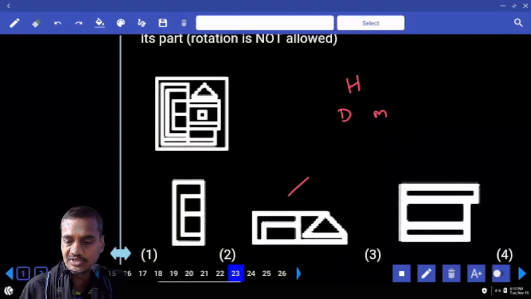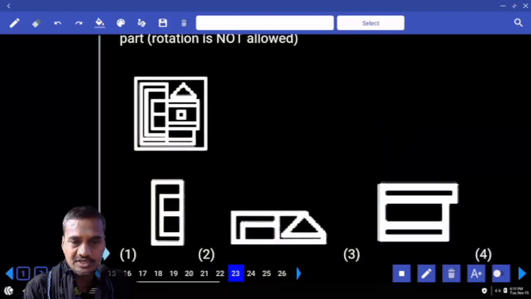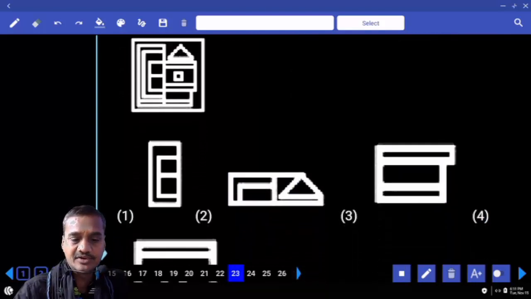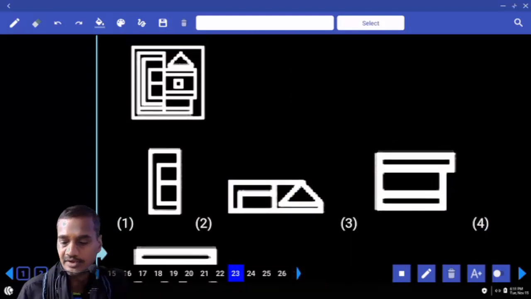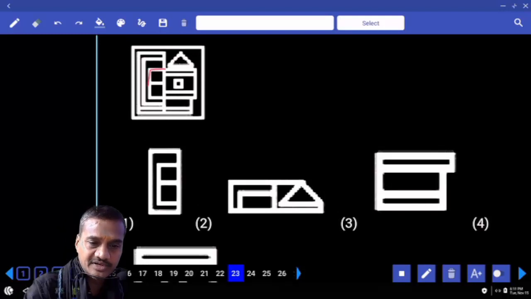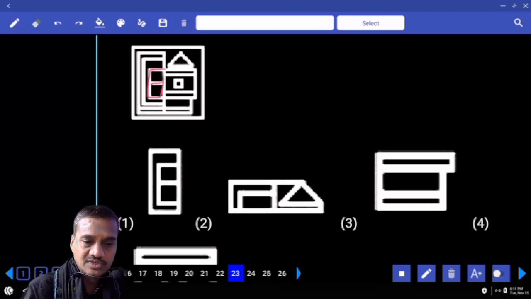Now in this 23, select the option that is not embedded into this one. Now first we need to identify which is embedded. Now whether the first figure is embedded or not. This one, and again now this is the figure we are talking about. Hence first one is embedded.